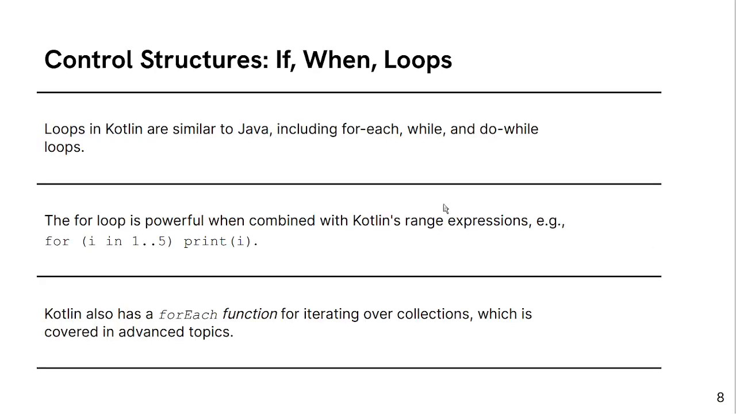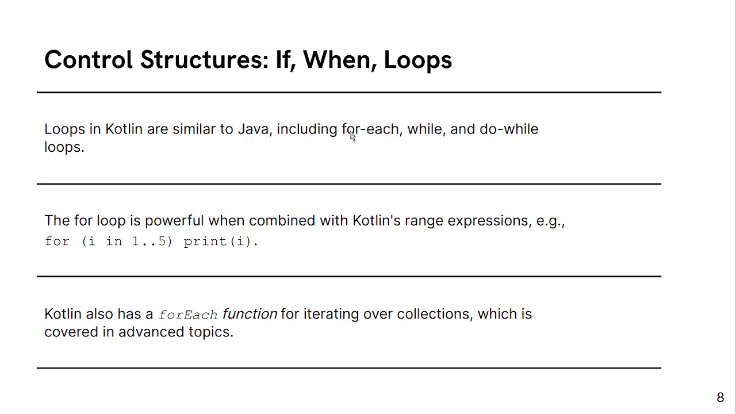Okay, then the loops. Loops in Kotlin are similar to Java. Okay? We have for loop, while loop, and do while loop. However, especially however, the for loop is actually the iterative for or the for each loop. We don't have the conventional for loop support in Kotlin.